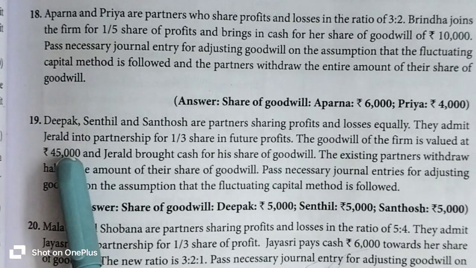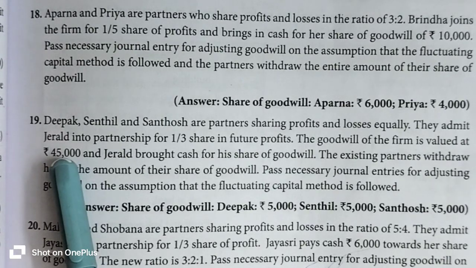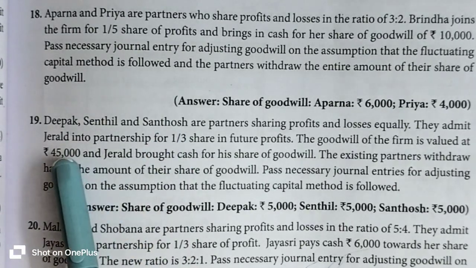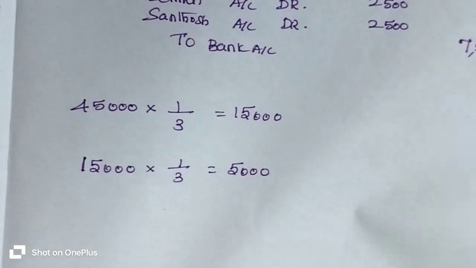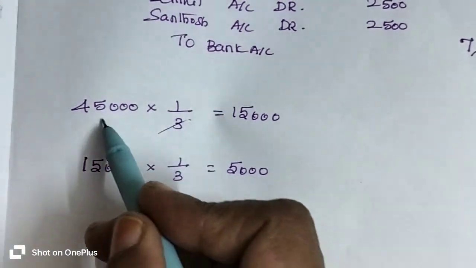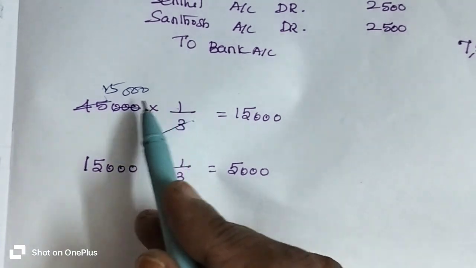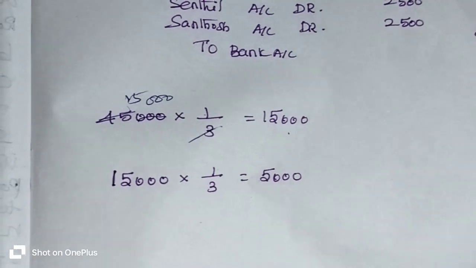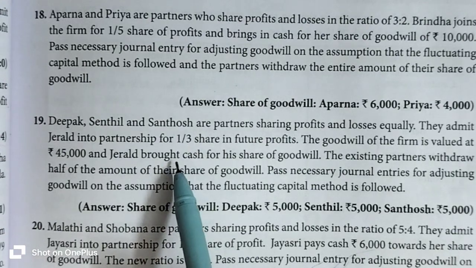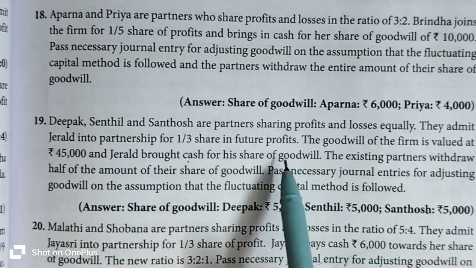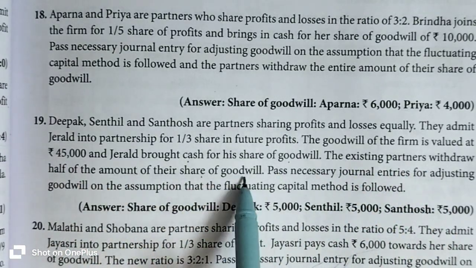So among that 45,000 rupees of goodwill, Gerald's share of goodwill is 45,000 into 1/3. 45,000 into 1/3 means 3 fifteens are 45, so Gerald's share of goodwill is 15,000 rupees. So Gerald brought 15,000 rupees cash for goodwill. The existing partners withdraw half of the amount of their share of goodwill.